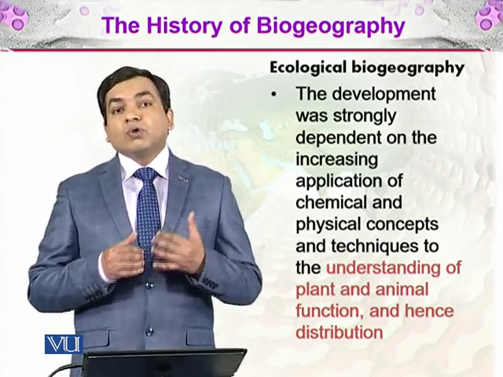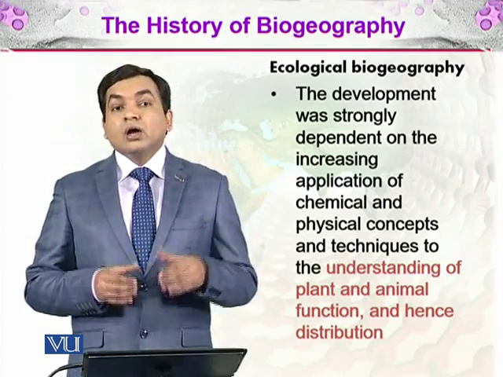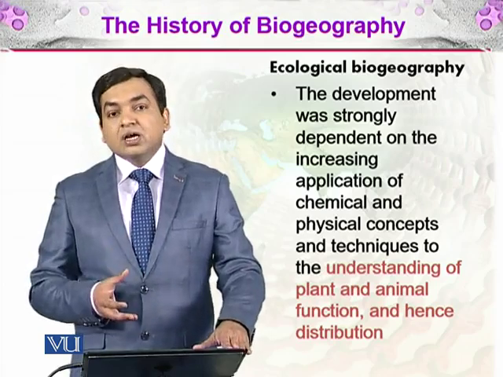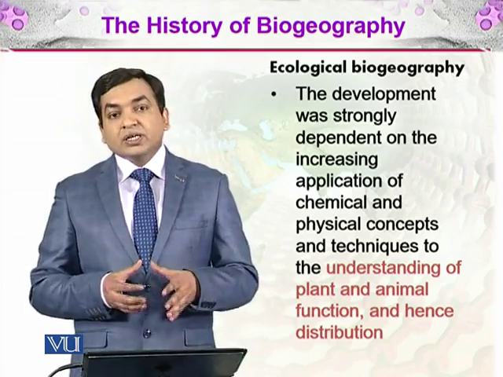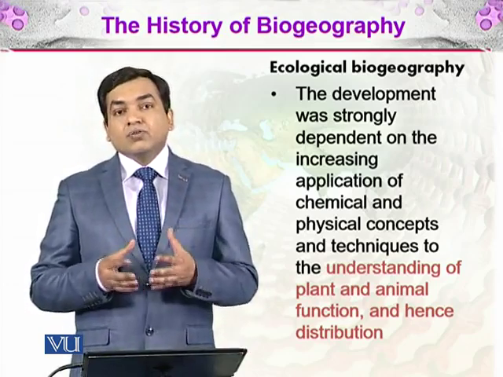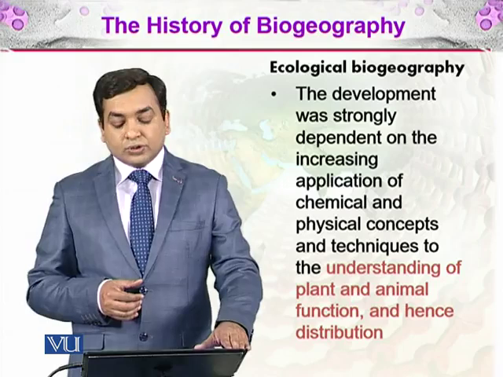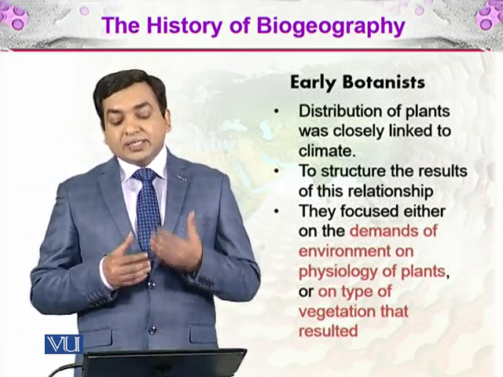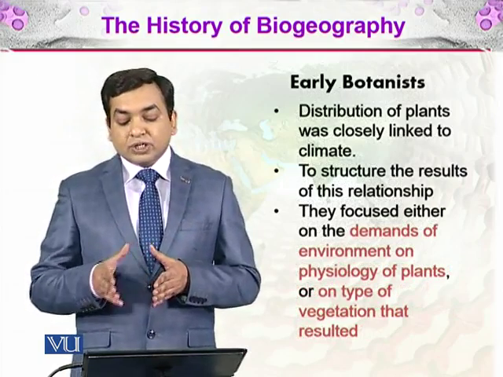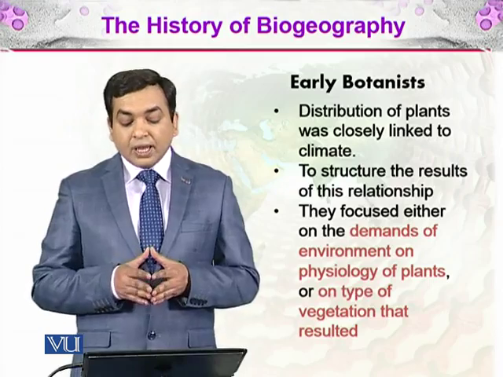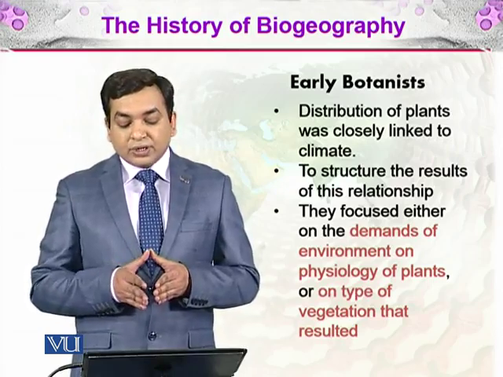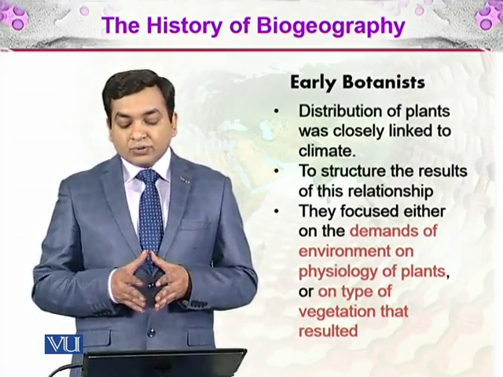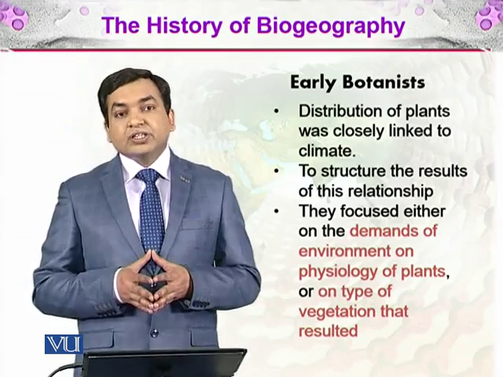So we know what the structures and functions of different plants and animals are and how they are distributed across the world. And all of these applications, which were chemical and physical, led to the very strong development of ecological biogeography. Early botanists discussed the distribution of plants that was closely linked to the climate. And to structure the results of this relationship, they focused either on the demands of the environment, on the physiology of the plants, or on the type of vegetation that resulted.